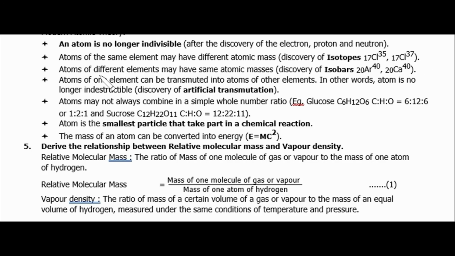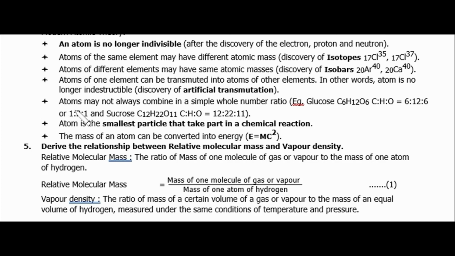Next, atoms of different elements may have the same atomic masses. Discovery of isobars: 18Ar40, 20Ca40. Next point, atoms of one element can be transmuted into atoms of other elements. In other words, the atom is no longer indestructible. Discovery of artificial transmutation.